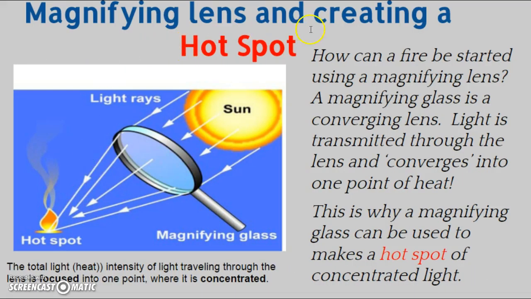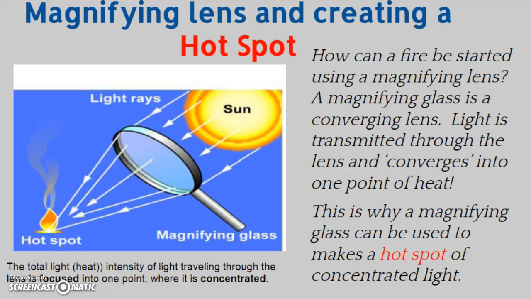A magnifying lens can actually create what we call a hotspot. So how can a fire be started using a magnifying lens? Well, a magnifying glass is a converging lens. Light is transmitted through the lens and converges into one point of heat. This is why a magnifying glass can be used to make a hotspot of concentrated light. So if I take sunlight and put this magnifying lens here, the total amount of heat energy, the total heat and intensity traveling through the lens, is focused into one point, where it is concentrated into one hotter location.